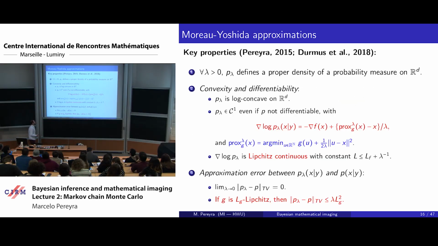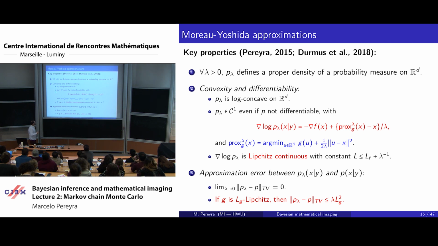So what are the properties that we know about this? Well, we know really a lot of things. Here I'm doing a summary of the most relevant properties. What we know is that P lambda, the modified posterior, is a proper posterior density. So it's fine to work with that. We know that if the original model was log-concave, so if we had something that was convex to compute the MAP estimator, what we get is still log-concave, so it's still fine.